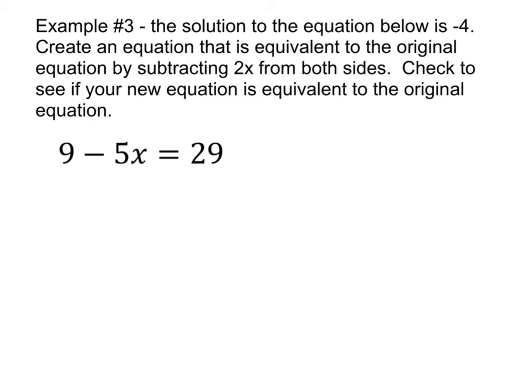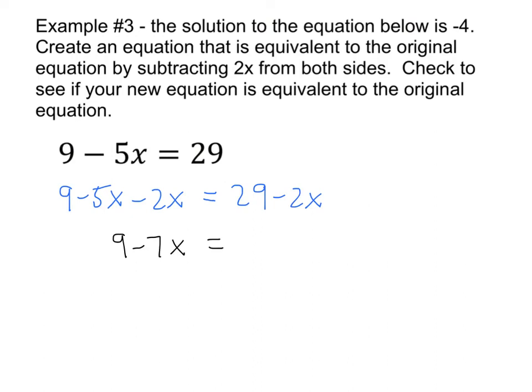All right, hopefully you were successful. So let's see what happens. We're going to create an equivalent equation by subtracting 2x from both sides. So if I were to subtract 2x from the left, I would have 9 minus 5x minus 2x. And then I'm going to subtract 2x from the right. Okay, and let's go ahead and simplify this. 9 minus 5x minus 2x, that's 9 minus 7x.